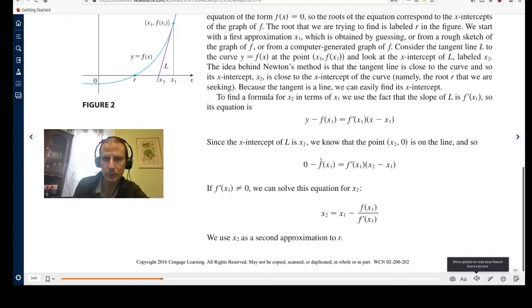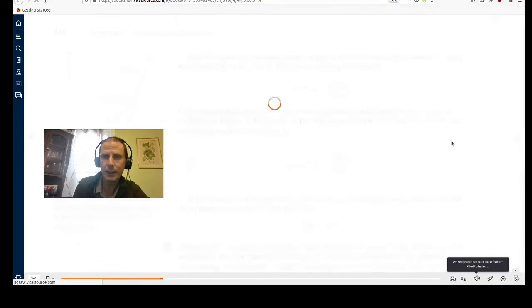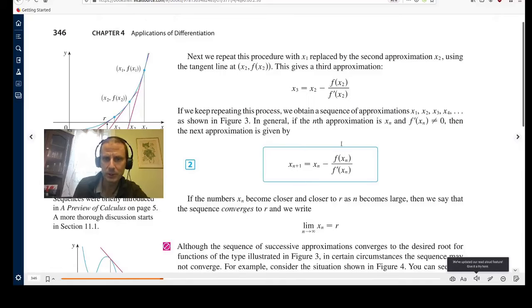Again, we're just solving this equation for x2 in this case. And all your subsequent iterations, x3, for example, will be x2 minus f of x2 over f prime of x2, and so on and so on. x n plus 1 will equal xn minus f of xn over f prime of xn. And as you can see from this picture, the tangent line roots are getting closer and closer to the actual root.